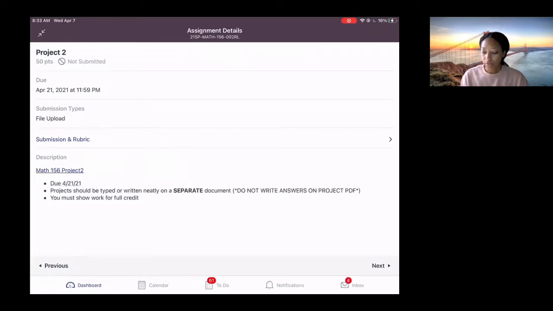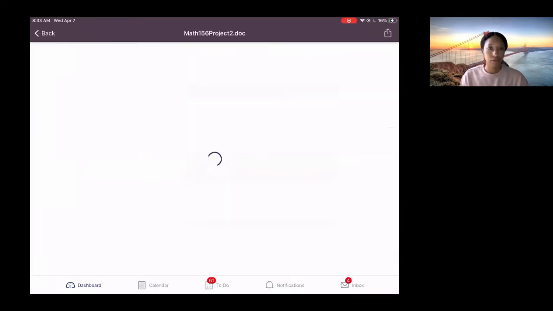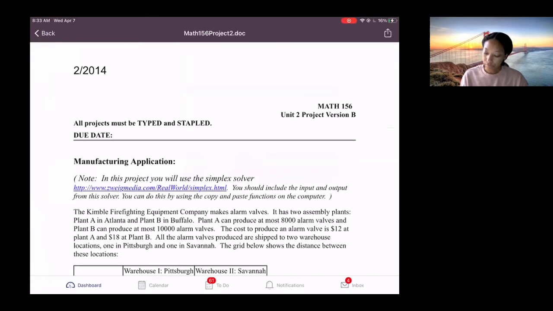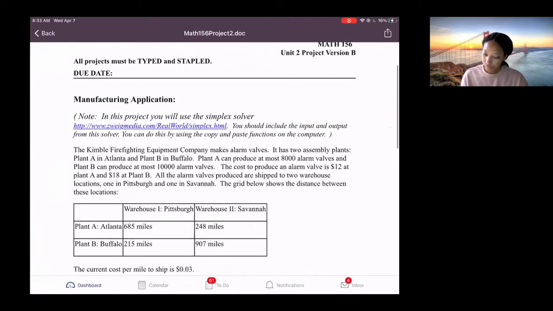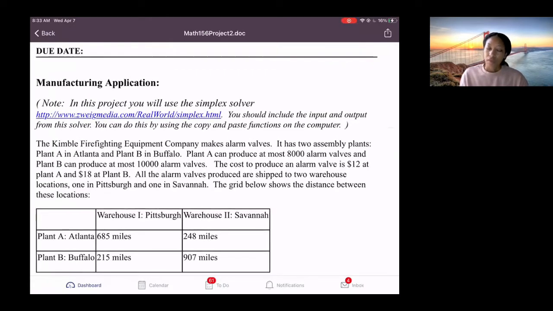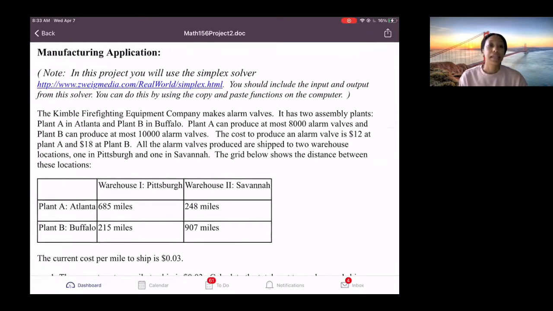And I just want to take a couple of minutes to go over the project prompt. All right, it's a manufacturing application problem. It says, note, in this project, you will use the simplex solver. So you'll need to use that website that we've been using. You should include the input and output from this solver. You can do this by copying and pasting the functions from your computer.